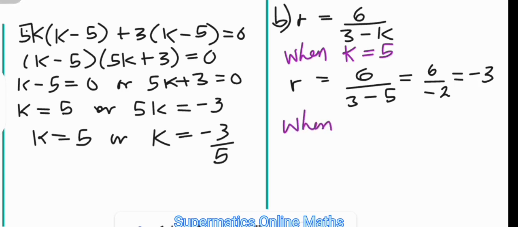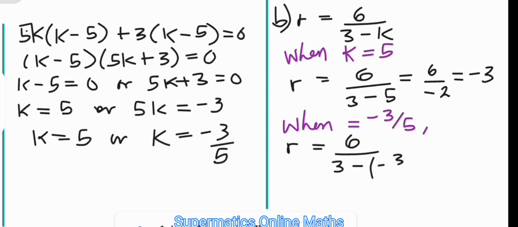Also, when k is negative 3 over 5, we have that the common ratio is 6 divided by 3 minus negative 3 over 5.